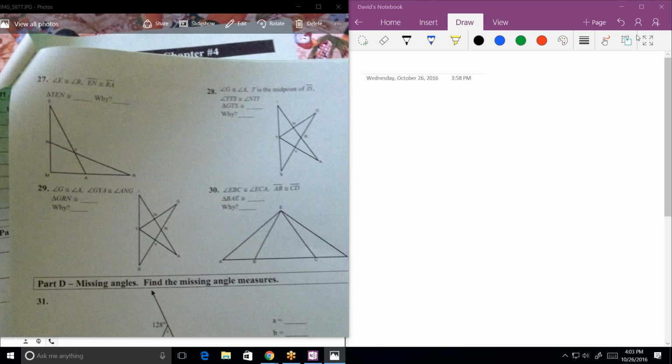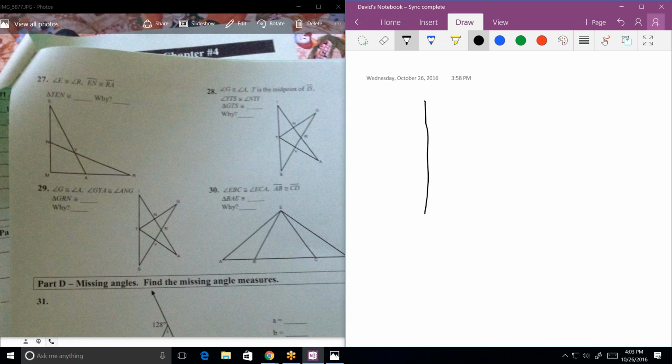Let me record this. All right, so we have angle E equals angle R, and EN equals RA. Then triangle YEN is congruent to which one? I've seen this problem. Can't remember which student I had that I saw it, but it's a little tough to prove if I remember right.